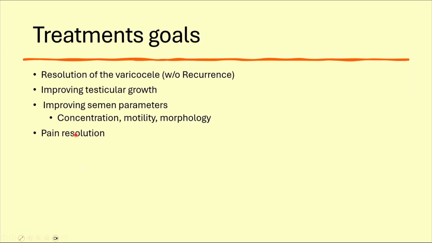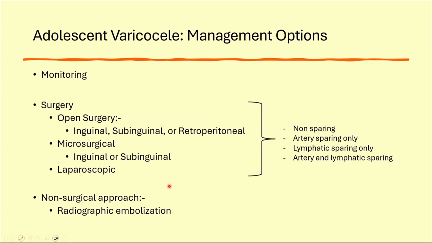Now, the treatment goals: we want the resolution of the varicocele and hopefully without recurrence. We want to improve the testicular growth after the intervention. We want to improve the semen parameters for those who were able to provide a semen sample. And if they underwent the surgery because of pain, we want the pain to be resolved.